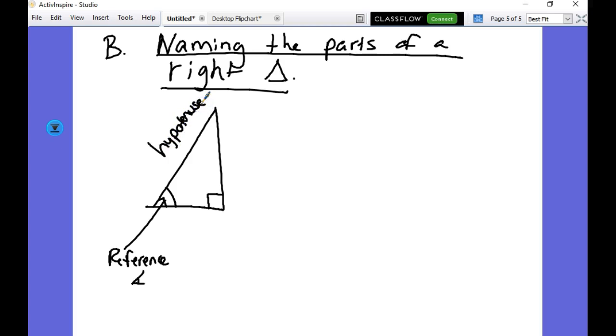Now, yesterday, or the lesson before this one, we were talking about long side, short side, but we're going to name them a little bit differently today. We're going to name them opposite and adjacent. Okay? Opposite means it's opposite from or across from the reference angle. So which side is opposite from my reference angle here? This is opposite, directly across from it. So we're going to call this the opposite side.